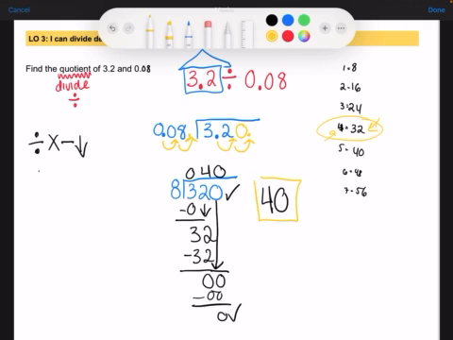Now you can always check your work with this. You can absolutely think, all right, what's 8 times 40? You can multiply the quotient and the divisor. If you did this, you'd get 0 times 8 gives you 0. 4 times 8 gives us 32, 320.